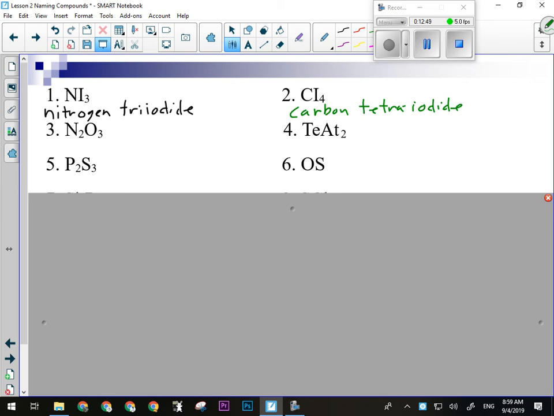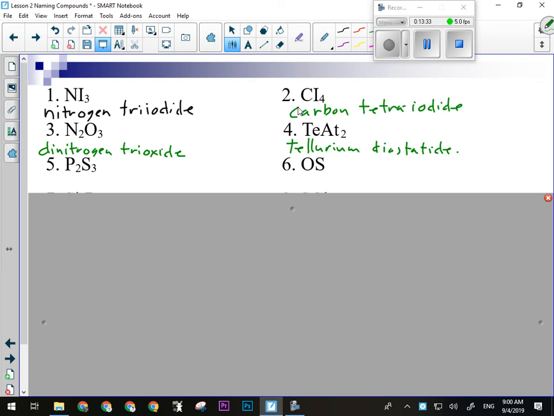All right, number 3. We've got nitrogen and oxygen, so definitely a molecular compound. There are 2 nitrogens, so what prefix do I need? Di. So dinitrogen trioxide. Now that looks like it shouldn't have a hyphen, but it probably should. I won't mark it wrong if you do or don't. For number 4, we've got tellurium. There's only one, so we don't need a prefix on it. And how many astatines? 2, so diastatide. What do you notice I don't have on any of my names?